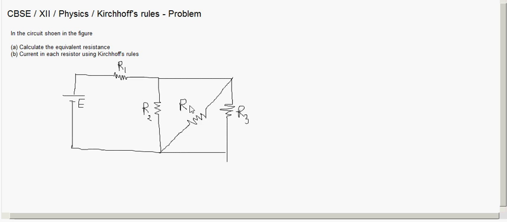The values are also given. I'll give you the values. E is 10 volt. R1 is 4 ohm. R2 equal to R3 equal to 15 ohm. R2 is 15 ohm. Similarly, R3 is also 15 ohm. And R4 is 30 ohm.